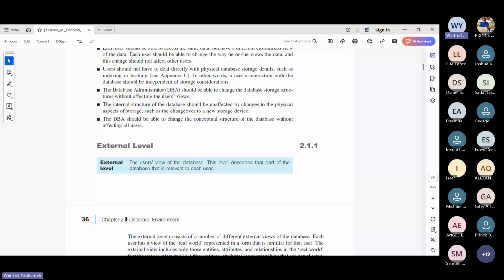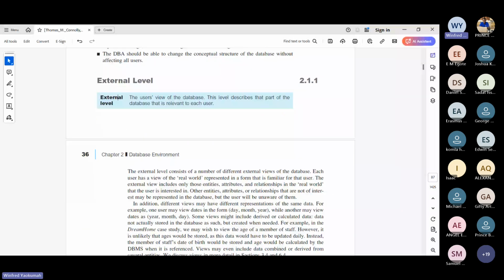That is the external view. Generally, the user interfaces through views and other database concepts. Okay, so that's briefly there. We'll be looking at the details as we go along.